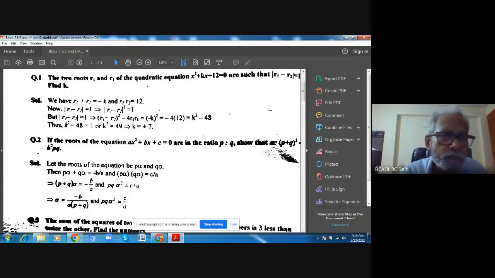So let the roots be like this. In your case, you can take whatever the roots are, and minus b by a and c by a. There are two things you have to be careful about, and you can find it out. So that is the minus b by a value, and this is the c by a value.